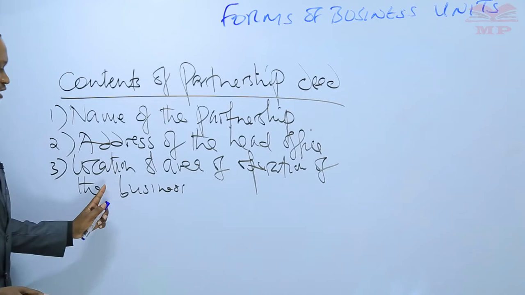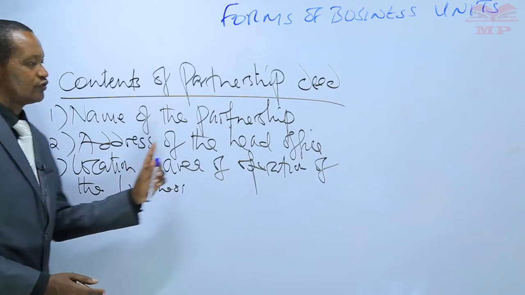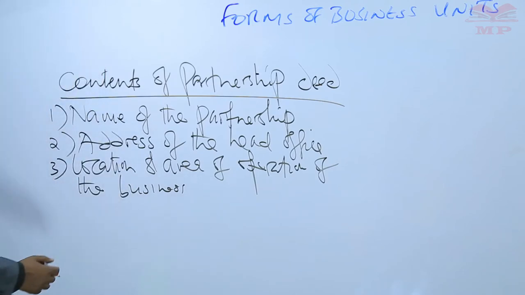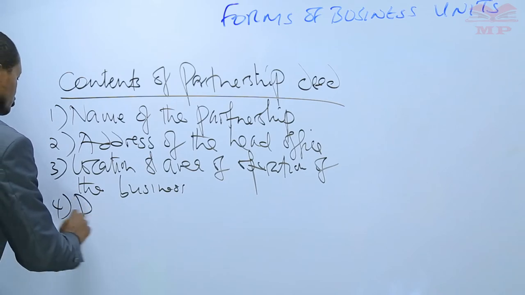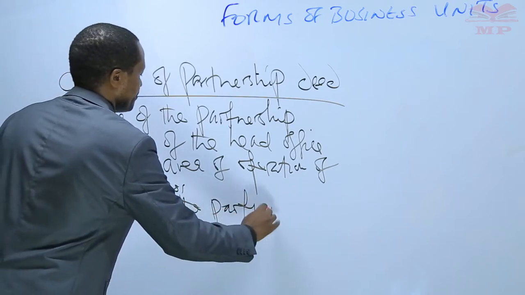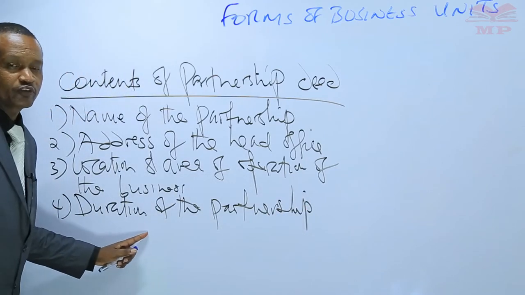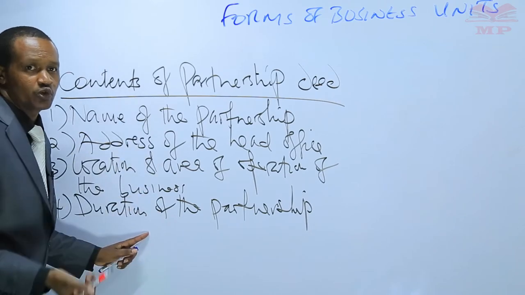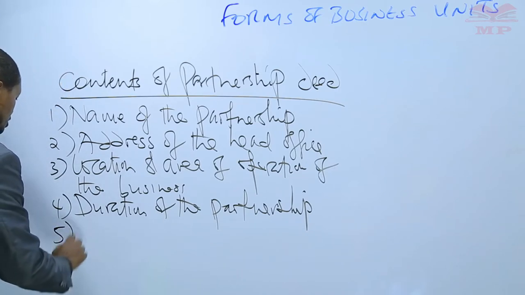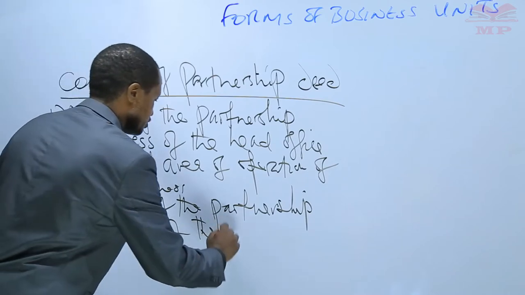Where is the partnership located? That is the area and location of operation of the partnership. Then the term of the partnership, that refers to the duration. There are certain partnerships that have a duration or a period of time within which they are supposed to operate and be dissolved. Okay? Then there are the objectives of the business. Number five, objectives of the business.